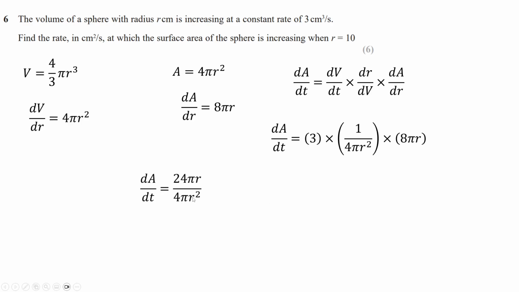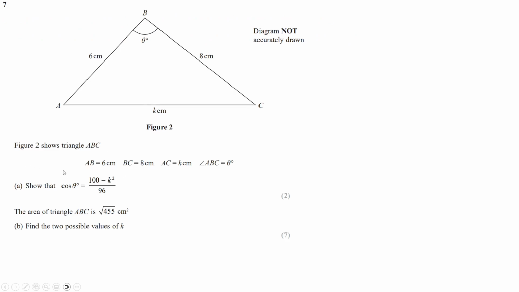Just simplify to get this. The pi's cancel, r's cancel, and then this is 6. So 6 over r. We've got when r equals 10, so it's just 6 over 10, which is 0.6 centimeters squared per second.